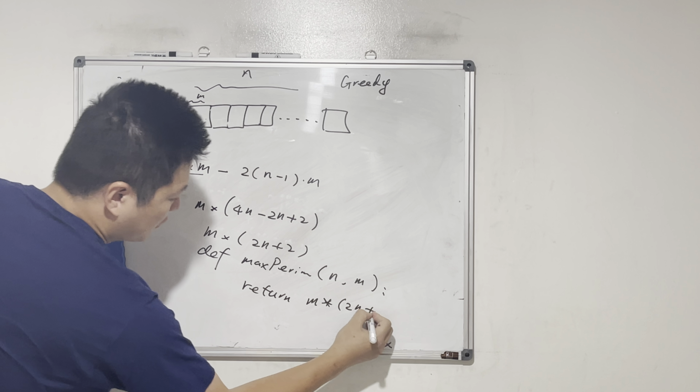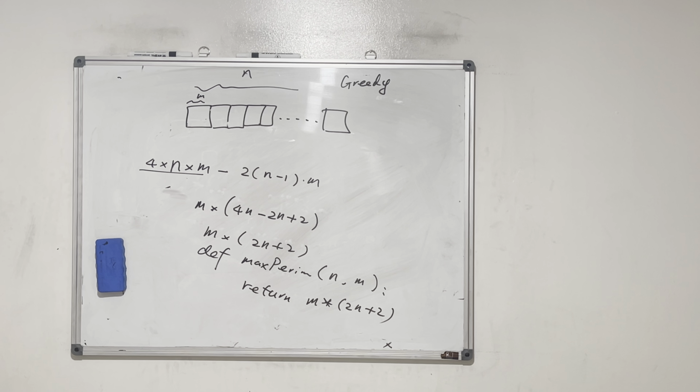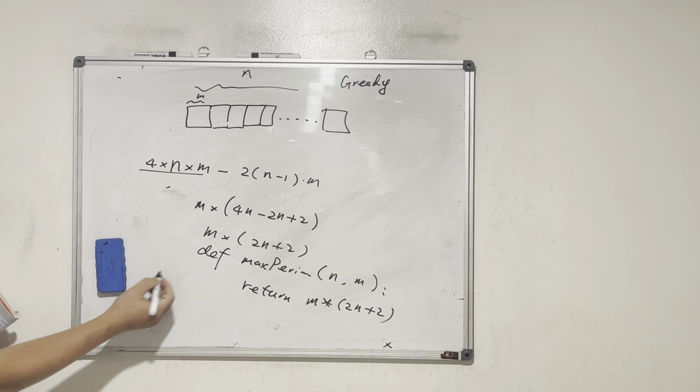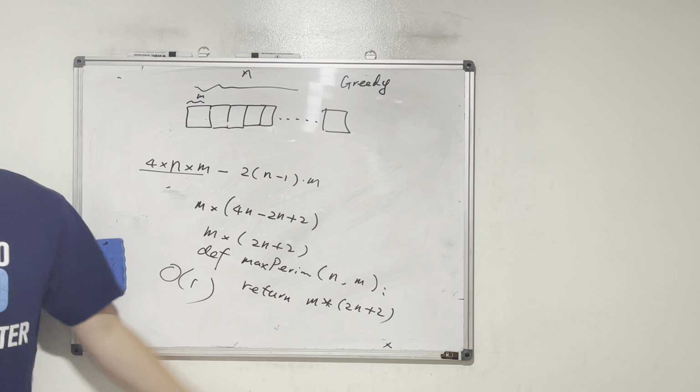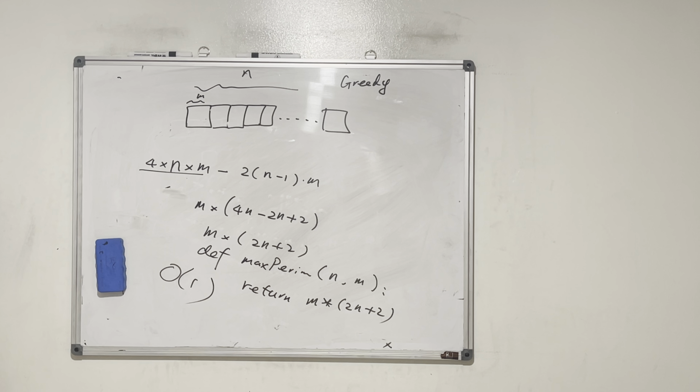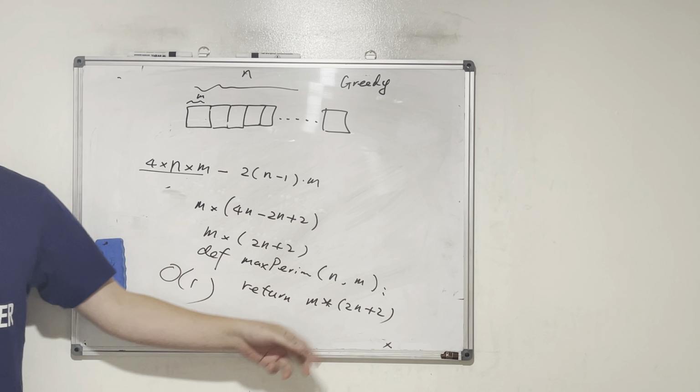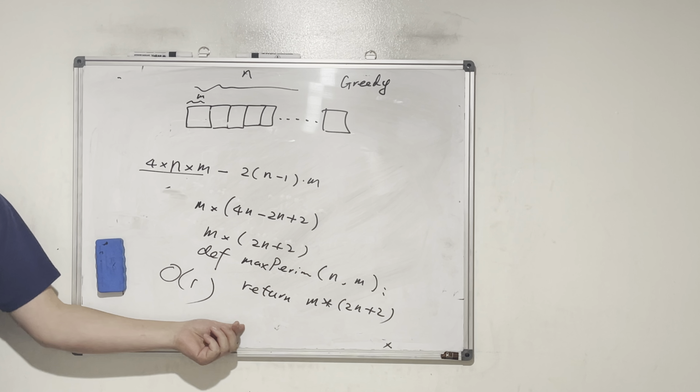2n plus 2. What's the time complexity for this one? O(n)? Come on, don't just guess. What's the time complexity? O(1), come on. Because we just calculate this, right? Even if n is a million, it's still constant.